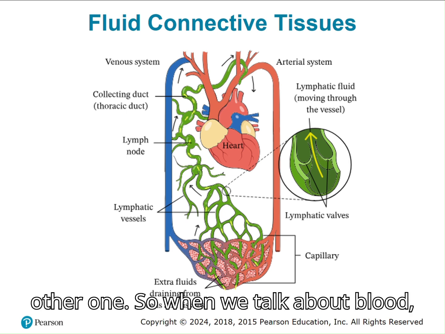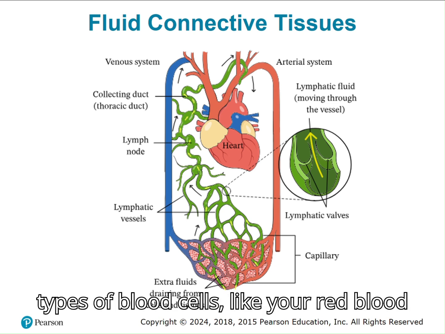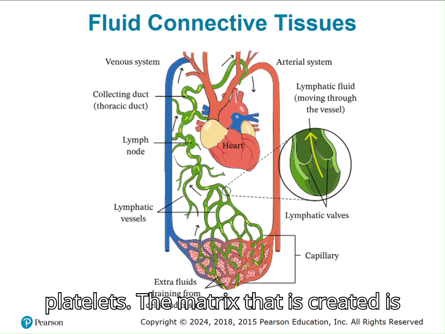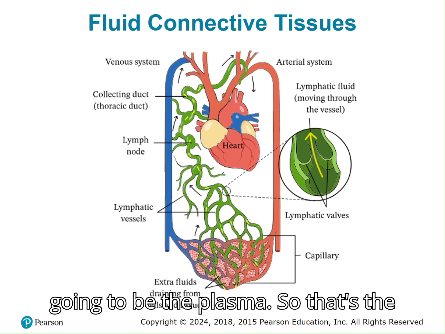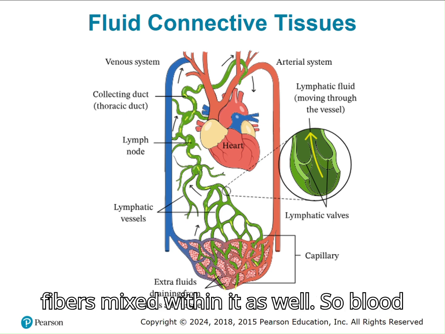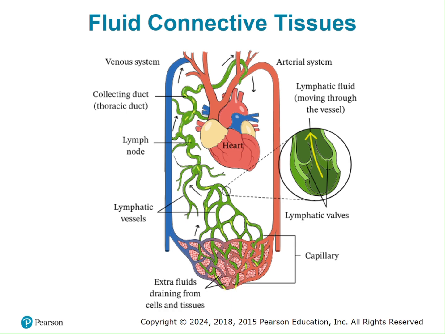So when we talk about blood, blood is going to have specialized cells. It's going to have all those different types of blood cells, like your red blood cells, your white blood cells, and your platelets. The matrix that is created is going to be the plasma, so that's the fluid portion of the blood, and it does have protein fibers mixed within it as well. So blood is a fluid connective tissue. It is derived from bone.